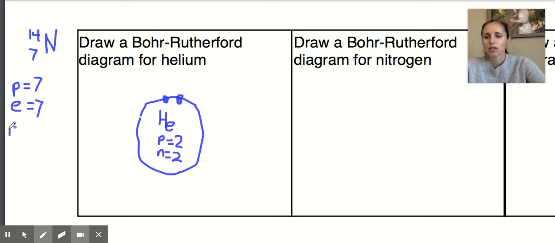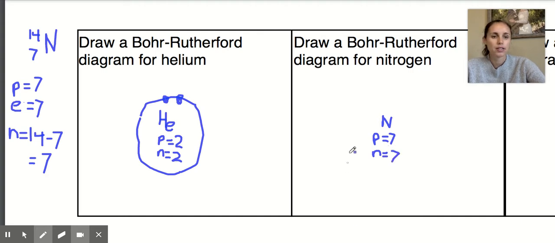To calculate my neutrons, I'm going to take my larger number, my mass number, which is 14. I'm going to subtract from it my smaller number, my atomic number, which is 7, and that's going to give me a total of 7 neutrons. Now I'm going to put my symbol in the middle first, and then I'm also going to list my number of protons and my number of neutrons, because those are the 2 subatomic particles that exist in the nucleus. We happen to have the same number again, both 7. Now I'm ready to start placing my electrons.